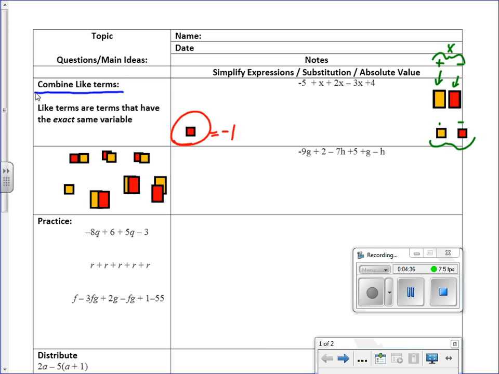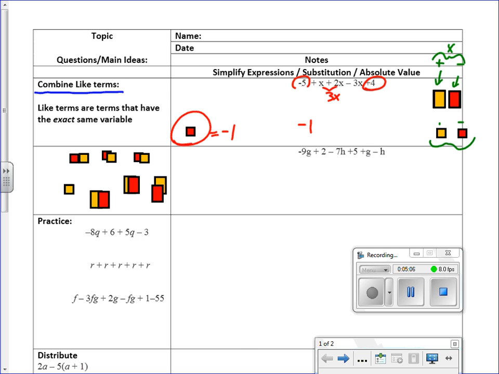So let's look at this a little bit more algebraically. If you're comfortable with the chips, you can continue with that. But looking at this algebraically, I identify it: negative 5 plus 4 is negative 1. I have x plus 2x, that makes 3x. X plus, I'll move my negative 1 down.